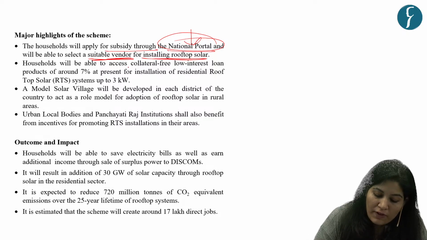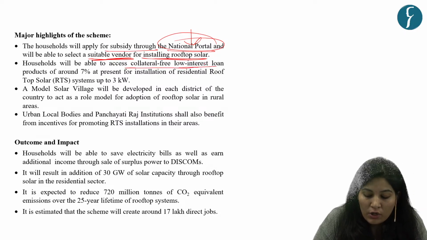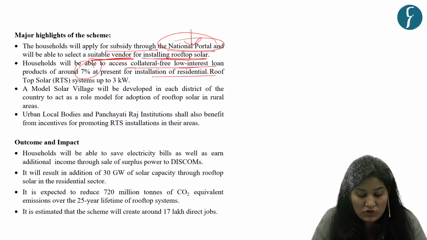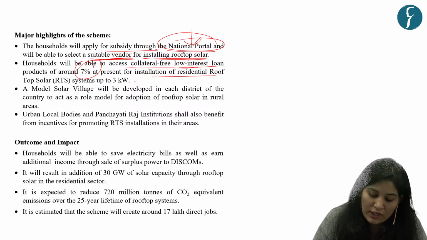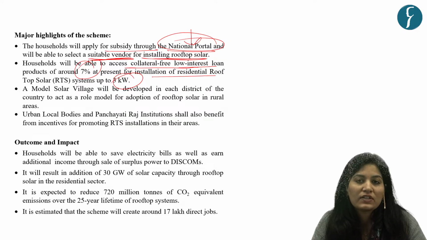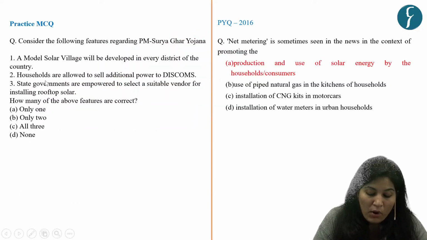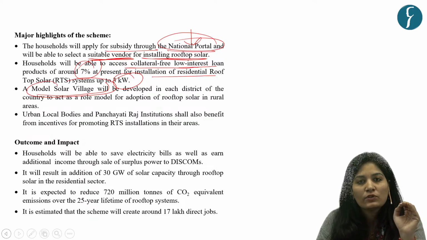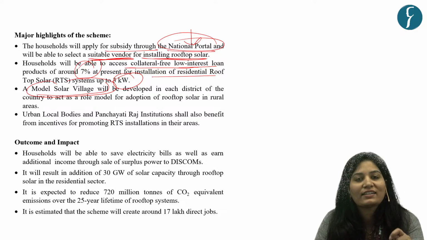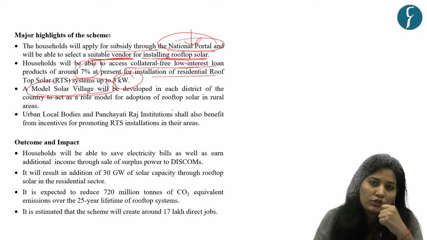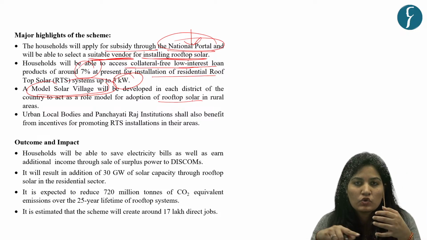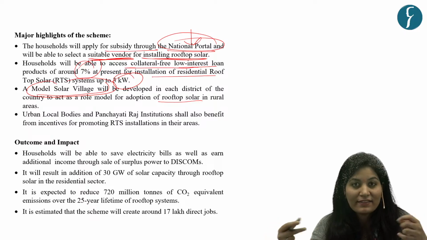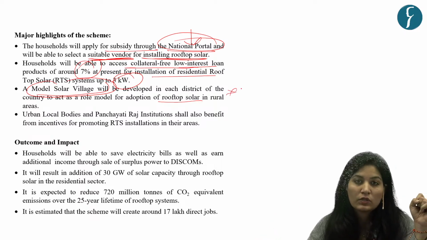Then households will be able to access collateral free low interest loan products of around 7% at present for installation of residential RTS, that is rooftop solar system, up to 3 kilowatts. Then another important feature is the concept of model solar village. There will be a model solar village in each district, which will act as a role model for adoption of RTS, rooftop solar. And Panchayati Raj institutions and urban local bodies will get incentives for promoting RTS in their areas. Okay. So this is a key feature of this yojana.